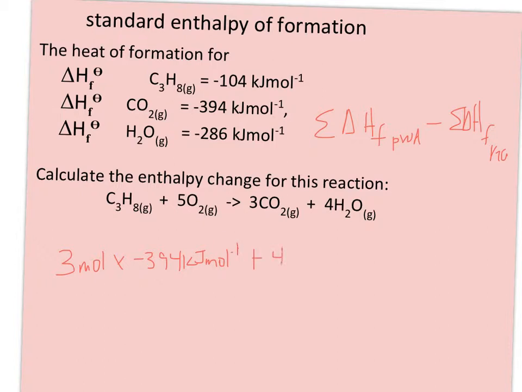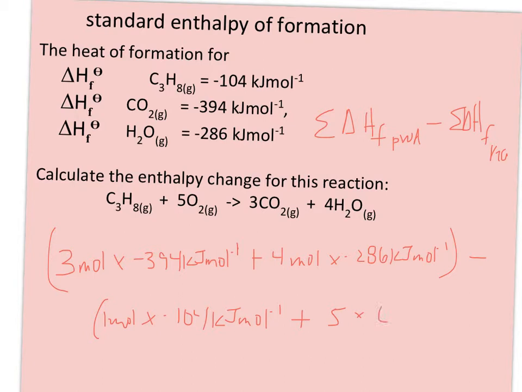plus I have 4 H2O, and it's important to note that the state is correct, it's a gas, 4 moles times the negative 286 kilojoules per mole. So that would be my products, and from that I'm going to subtract the heats of formation for my reactants. C3H8 is just 1 mole times that enthalpy value, negative 104 kilojoules per mole, plus the heat of formation for 5 O2, well, this one's an easy one because O2 is 0 since it's an element, so I don't even have to account for that one.